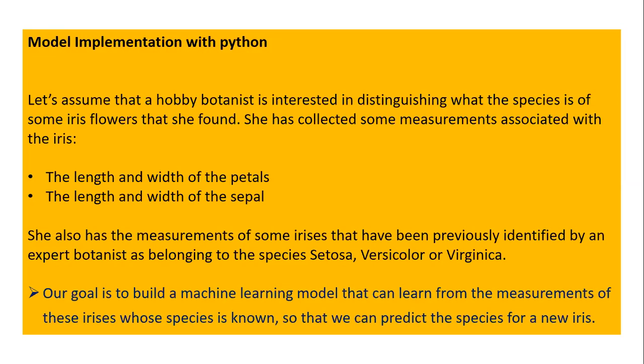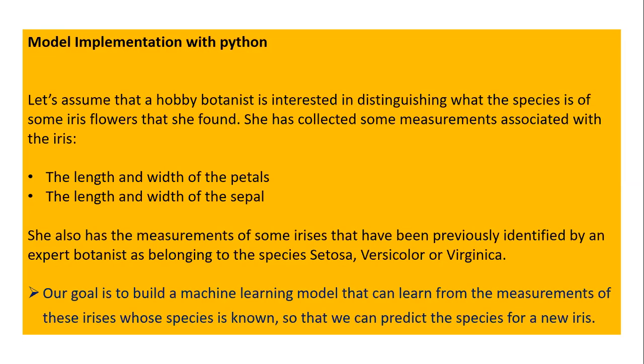So the basic theme is this. She collected some measurements associated with the iris, and those measurements relate to the length and width of the petals and the length and width of the sepal. She also has measurements of some irises that have been previously identified by an expert botanist as belonging to the species Setosa, versicolor or virginica. So we already have some data that has been collected by experts, and they classified it as Setosa, versicolor or virginica. So there are three types.